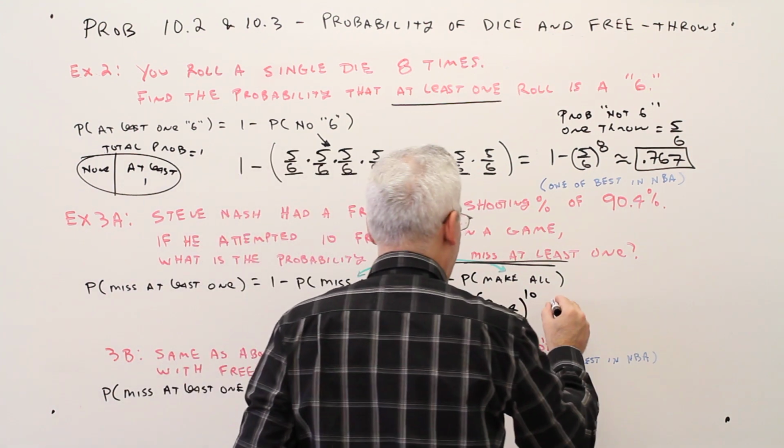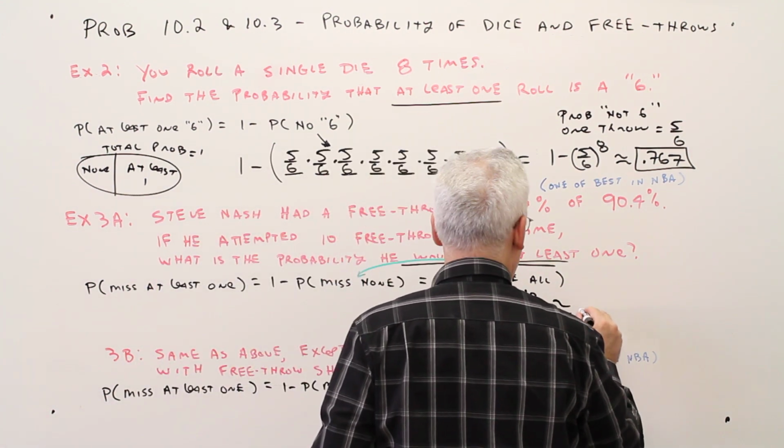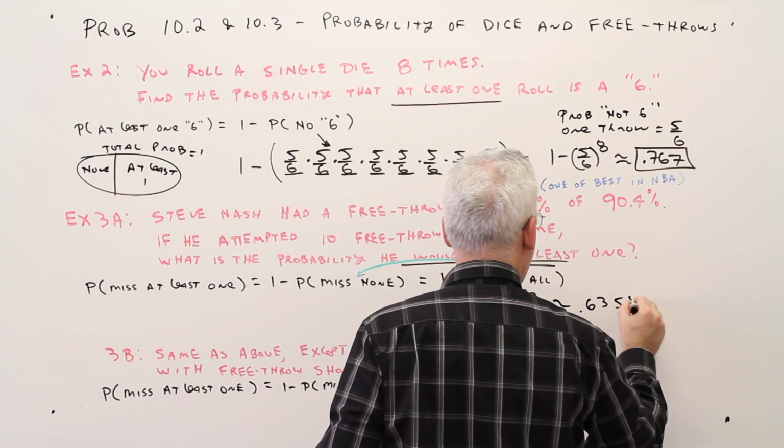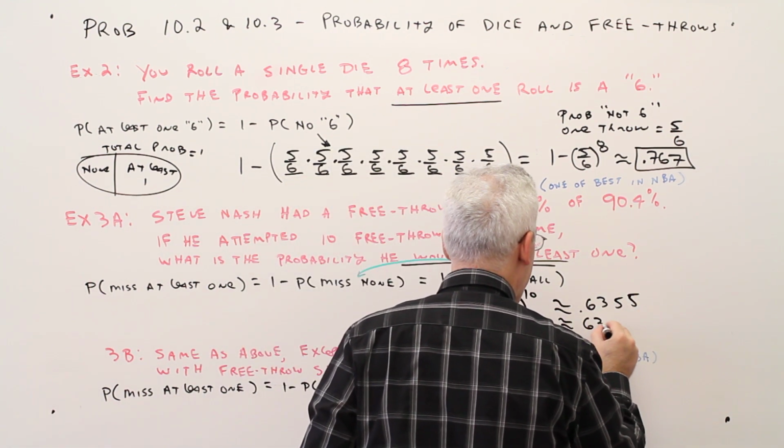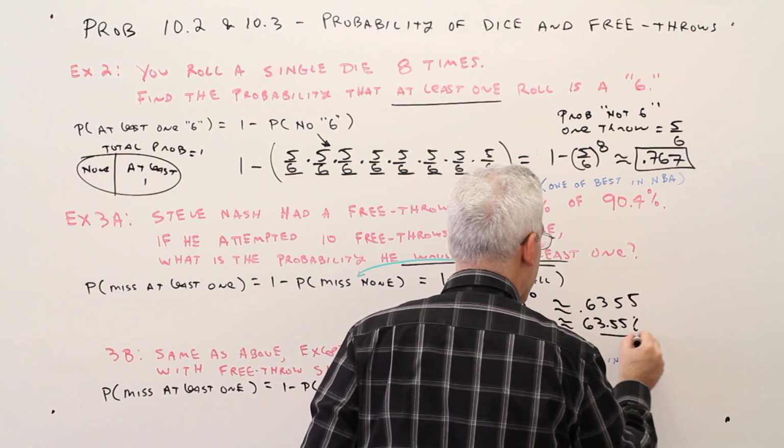Okay, so if you work that out, again, we'll use a decimal. You get about 0.6355. The problem said to make it be a percentage, so about 63.55%.